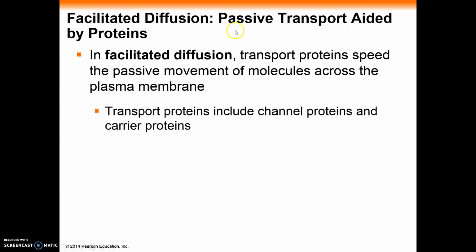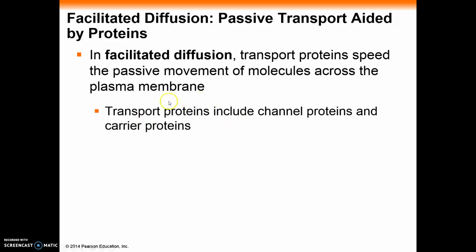Now, in a biological membrane, oftentimes this passive transport is aided by proteins. So think about water and aquaporin. The water itself can't pass through the membrane, but it can pass through these specialized water channels. This is something that we call facilitated diffusion. Okay, so the proteins are facilitating the passive transport of the molecules.